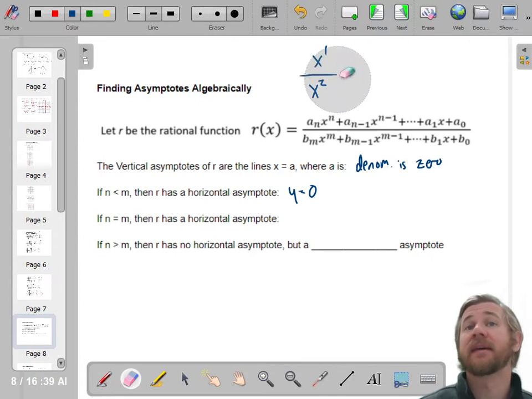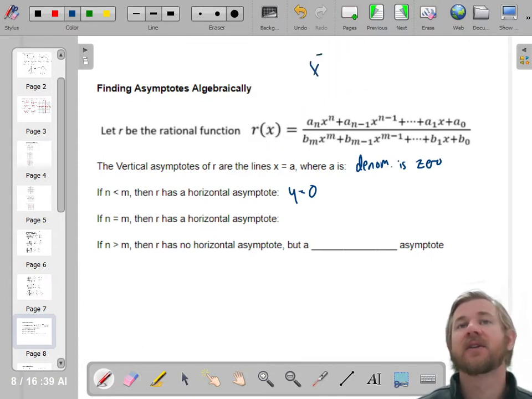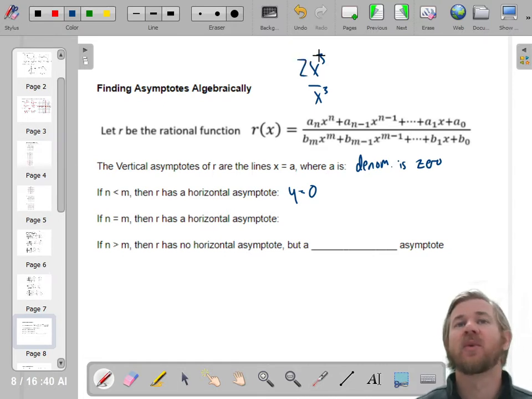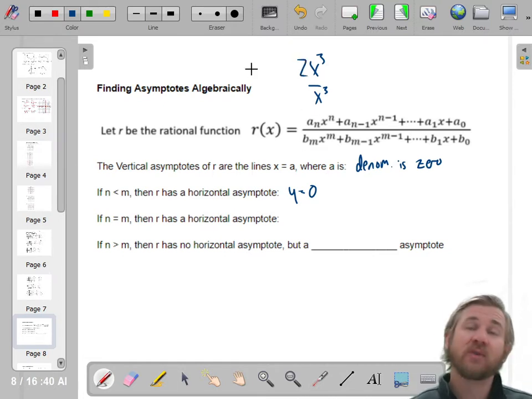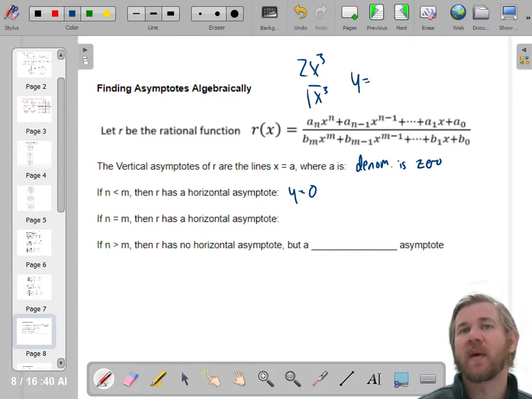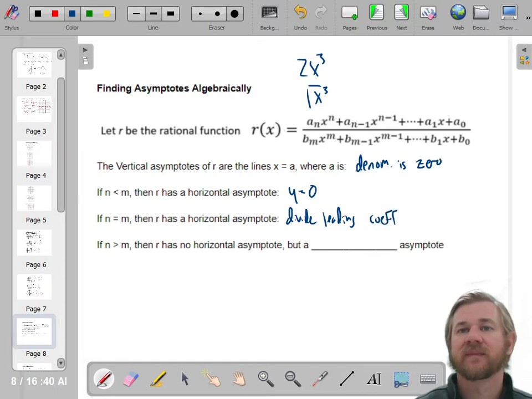Now, what if they're the same? So if you have something like x cubed over x cubed, if they're the same, then let's say it's like 2x cubed and 1x cubed. Then you divide the leading coefficients. So these would be 2 over 1. This would be at y equals 2. But it could be other things. I just made those up. So this is when you divide the leading coefficients to figure out the asymptote.